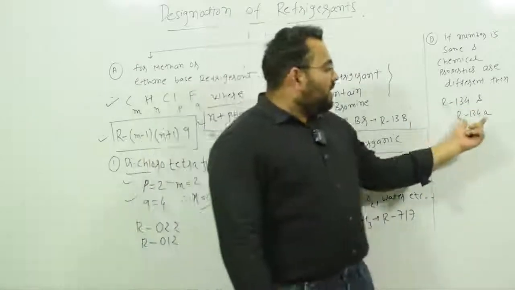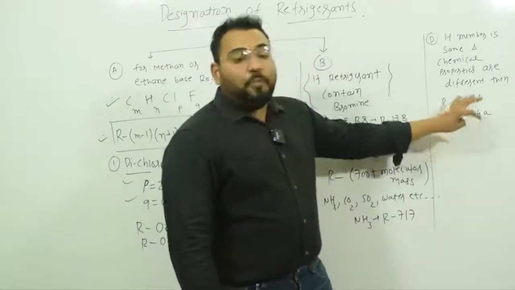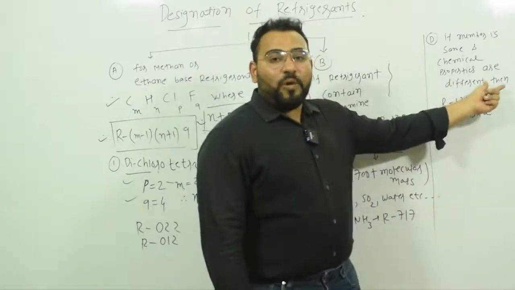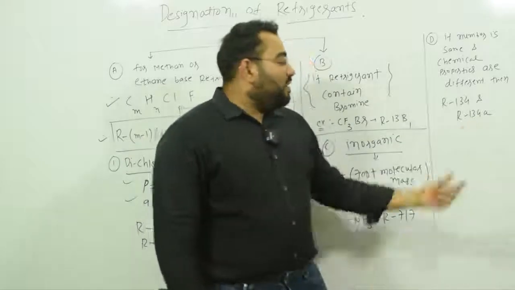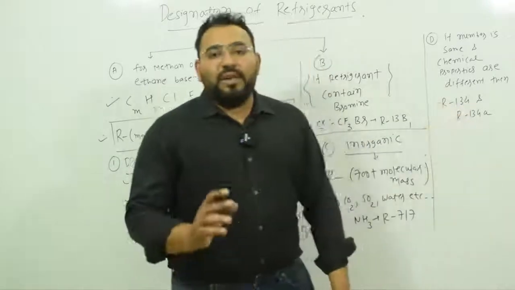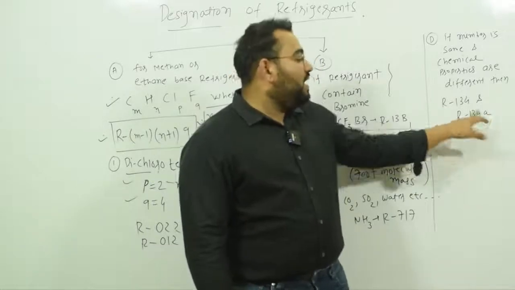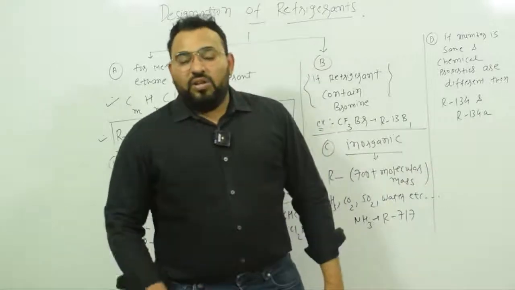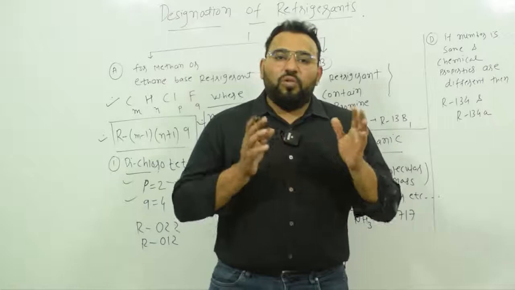If you see these two kinds of numbers, that means the numbering is the same, but the properties of the refrigerant are different. If this has a certain property, then this refrigerant will have different properties than this. That means the numbering is the same, but the properties are different. And then you will put a suffix something like this. So here we have written A. So R134 and R134A.